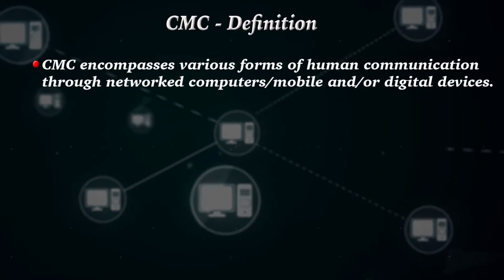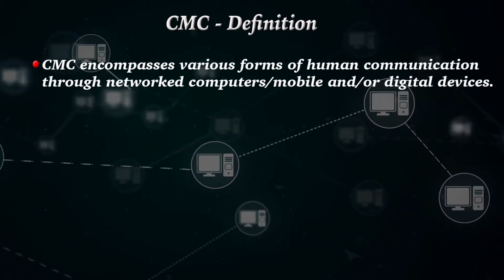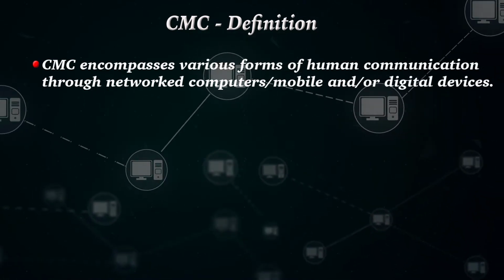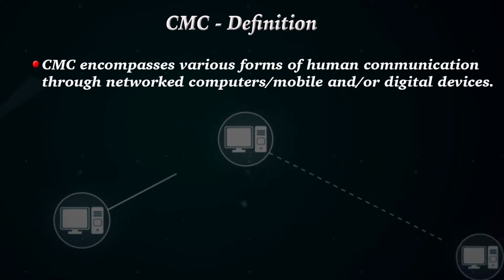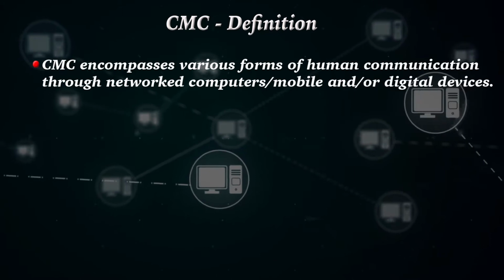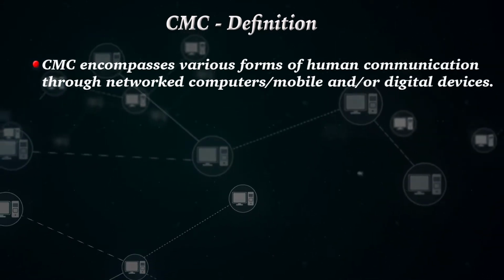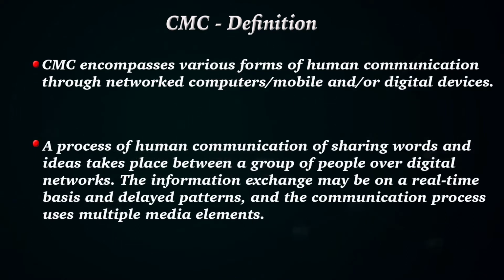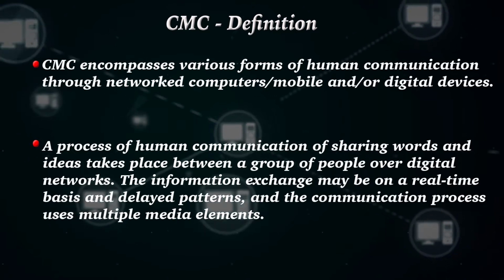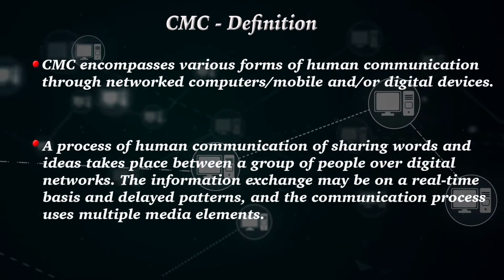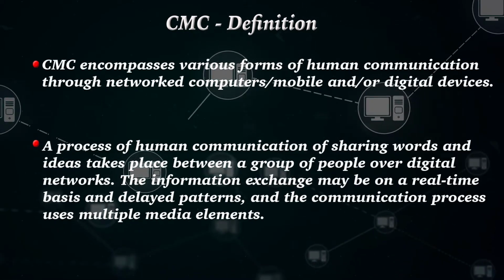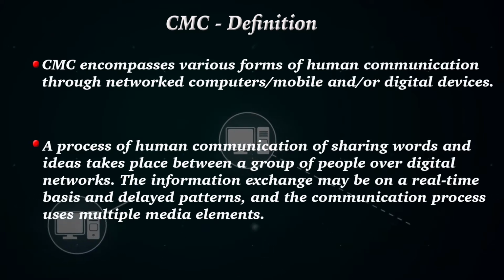The second definition: computer-mediated communication encompasses various forms of human communication. Encoding, decoding, using digital media, all these are processes. But this technological process happening behind the network is carrying human feelings, human emotions, human communication, through networked computers or mobile or digital devices. It is a process of human communication, of sharing words and ideas, that takes place between a group of people over the digital network. The information exchange may be on a real-time basis, that's called synchronous, or it may happen in a delayed pattern, that's called asynchronous.